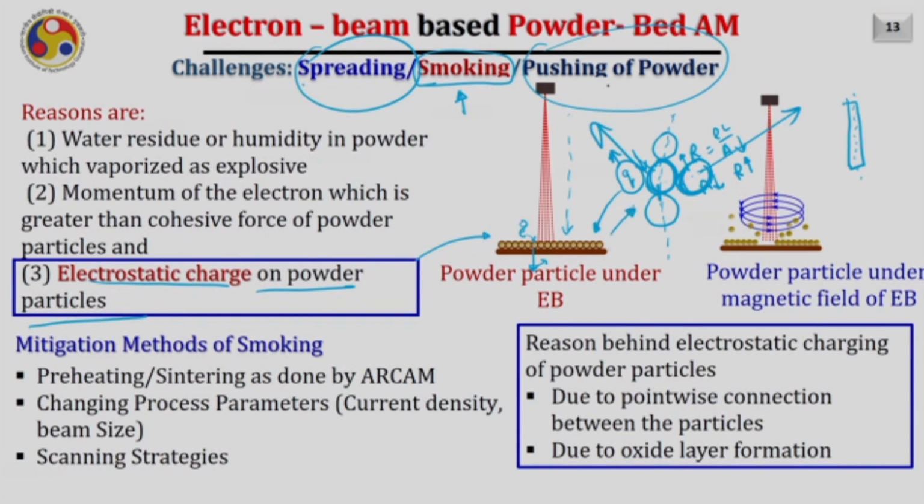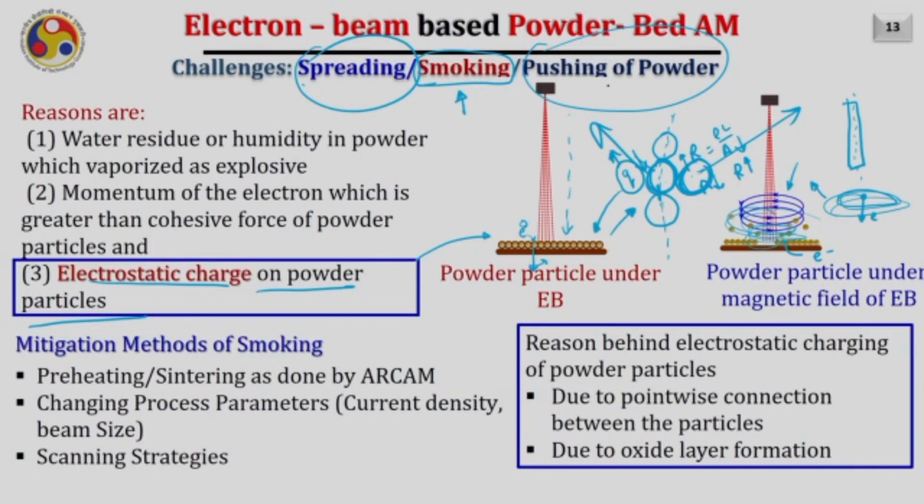So this is one major reason for the smoking. Another of the same kind is due to the magnetic field of the electron beam itself. So there are electrons moving with a high velocity in the electron beam. They have their own magnetic field. As this magnetic field is available here and these powder particles are charged already, due to the striking of the electrons and not being able to transmit the electrons completely, the particles get charged, and when these charged particles come under the magnetic field, definitely they are going to be spilled here and there due to the force acting on these particles.